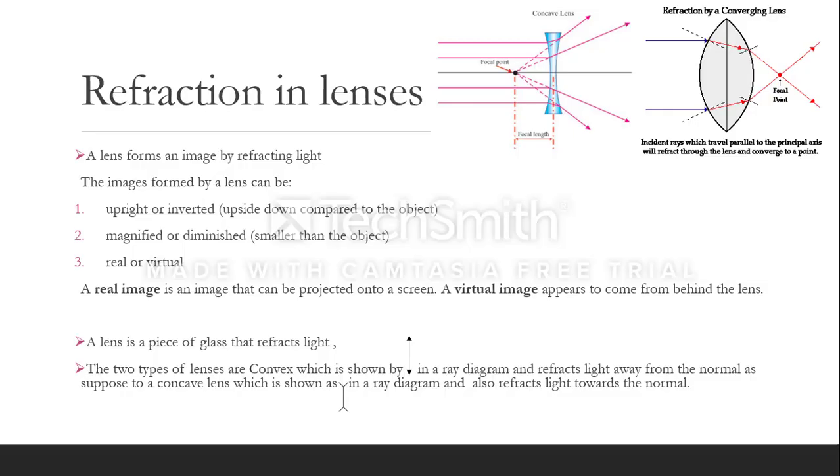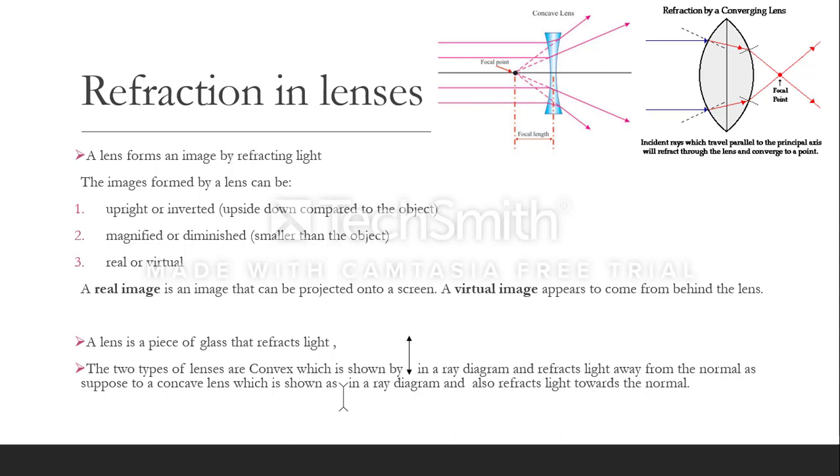Refraction in lenses. A lens forms an image by refracting light. The images formed by a lens can be upright or inverted, magnified or diminished, real or virtual. Many optical instruments use glass lenses to form an image. A lens forms an image by refracting light. There are two types of lenses: convex or converging lens, concave or diverging lens.